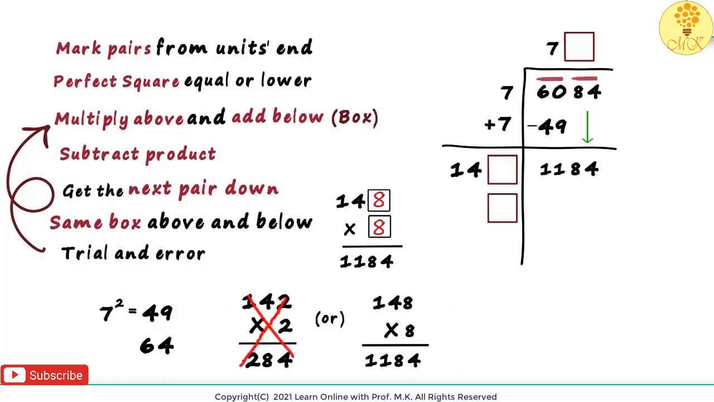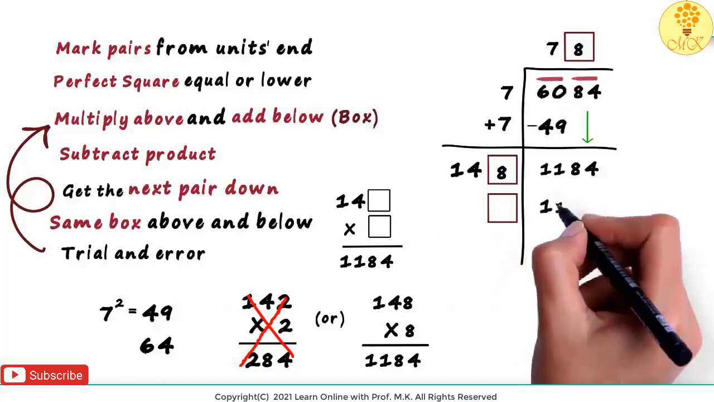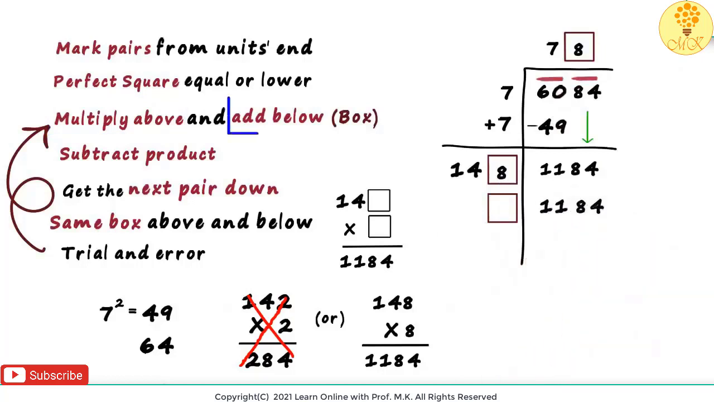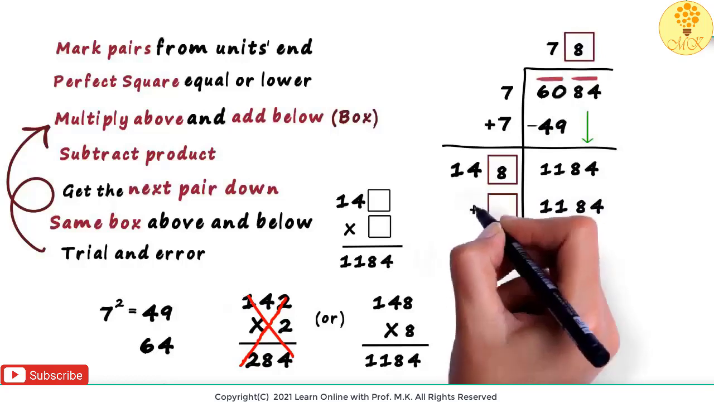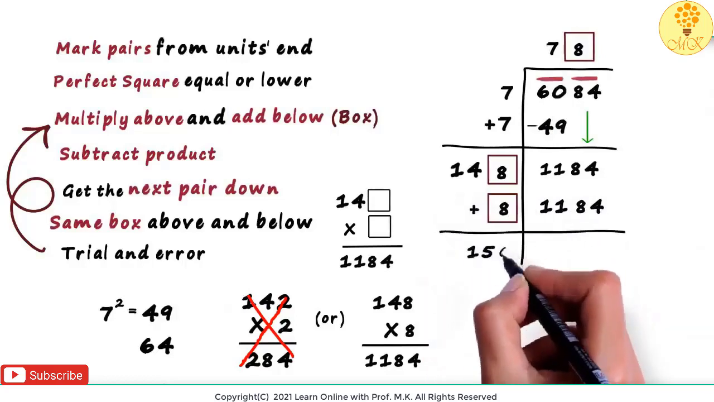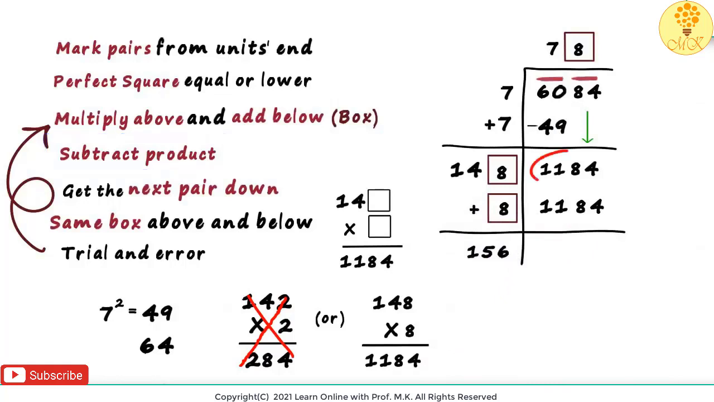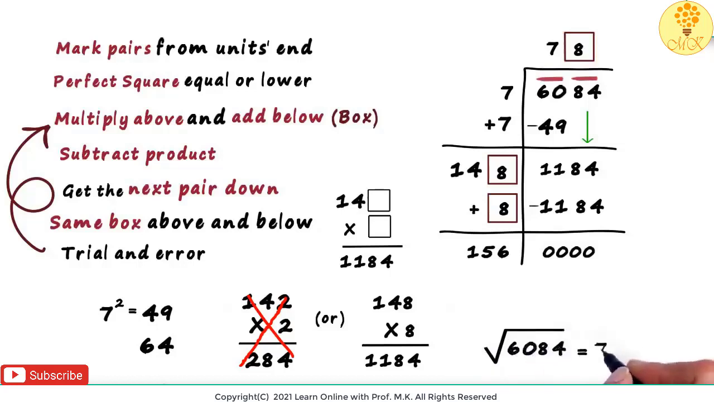After we find the digit in the box, we go back to the third step. We multiply above. 148 multiplied by 8 equals 1184. And then we add below. 148 plus 8 gives us 156. Then we subtract the product we got from the number above it. 1184 minus 1184 equals 0. We stop since there are no more pairs left in the number. The number at the top is the square root. We get the square root of 6084 as 78.